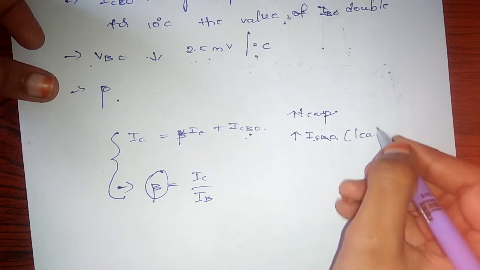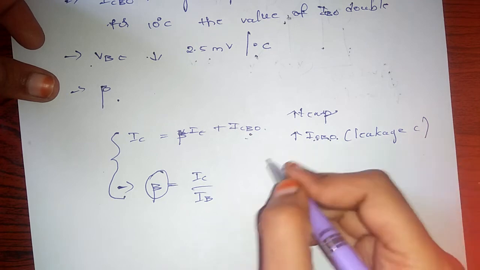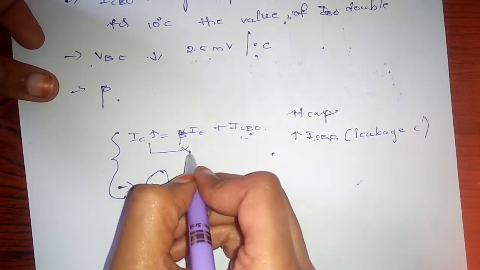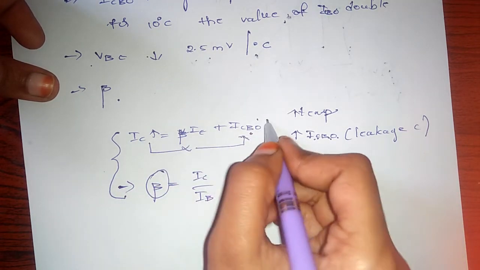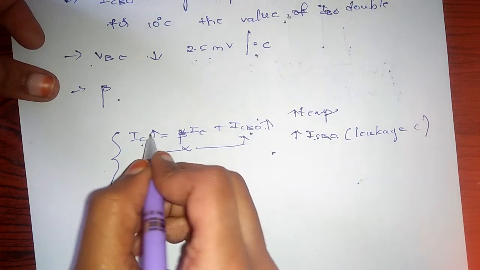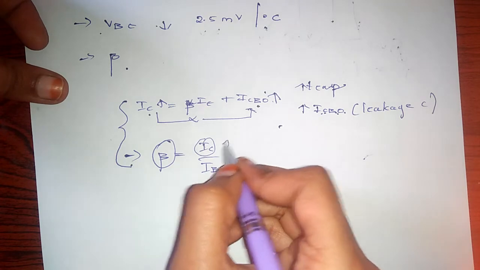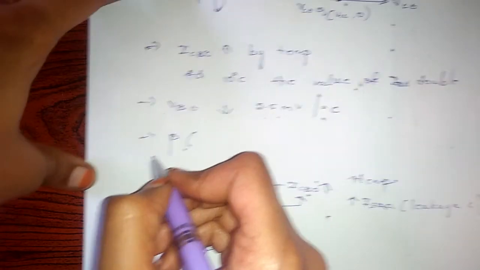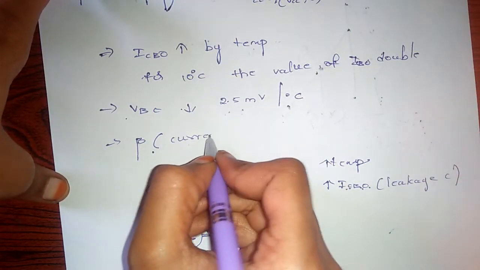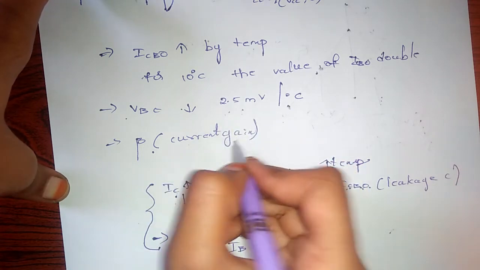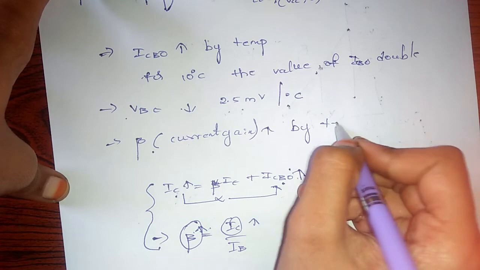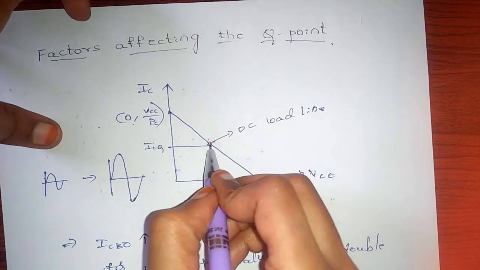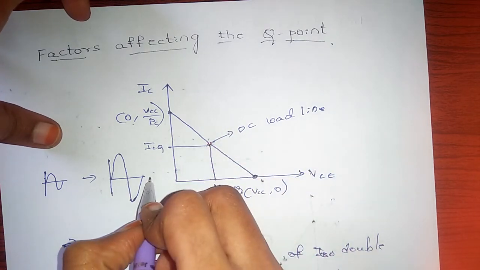If the temperature is increased, then ICBO, the leakage current, will increase. If leakage current is increased, then IC will increase as it is directly proportional. If this IC current is increased, then this beta factor will increase. Here that beta factor is nothing but our current gain. So current gain is increased by temperature. These are the three factors which affect the Q point, where we get distorted output.